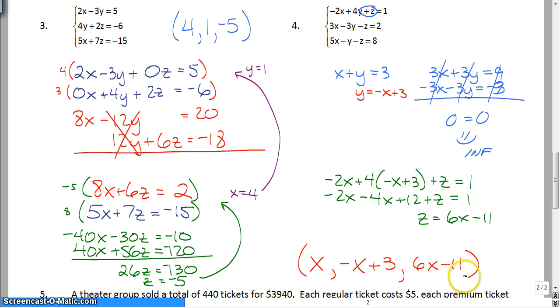So basically what we just did is we found out that there are infinite solutions here, but they must follow a rule. So whatever x is, the opposite of x plus 3 is what your y value is going to be, and 6 times x minus 11 is what your z value is going to be. So if I told you x was 5, you'd be able to figure out what y and z have to be to make this infinite solutions.